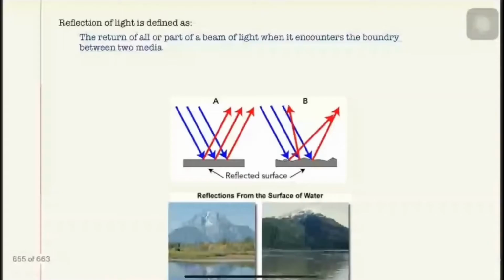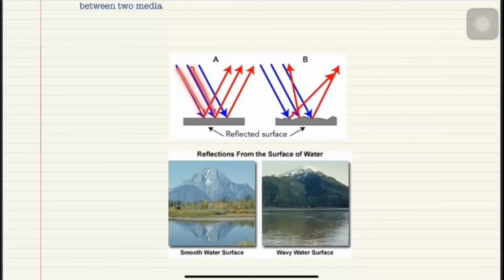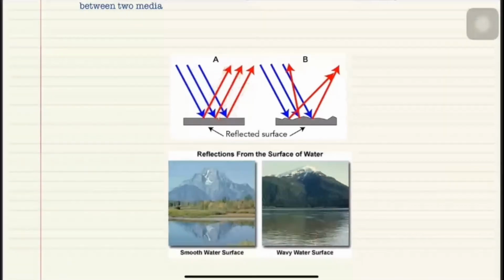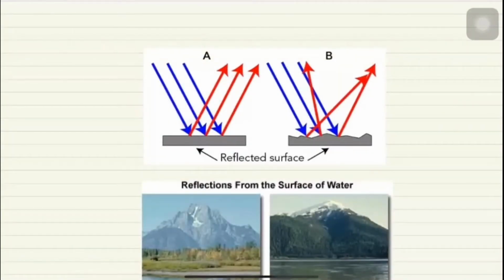Reflection of light is defined as the return of all or part of a beam of light when it encounters the boundary between two media. So this is an example of a reflected ray. The blue one is the incident ray, and the red one is the reflected ray. And this is the reflecting surface. If you have a smooth surface, then you expect that the angle between the incident and reflected ray will be the same. If you have a rough surface, you expect that the reflected light will go in different directions.